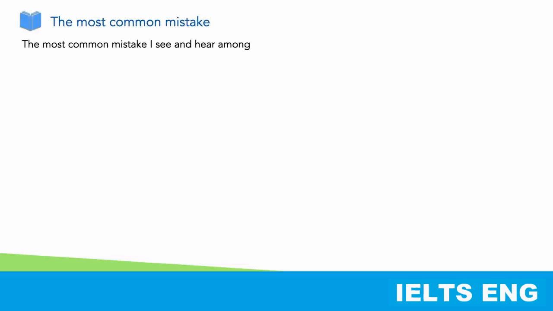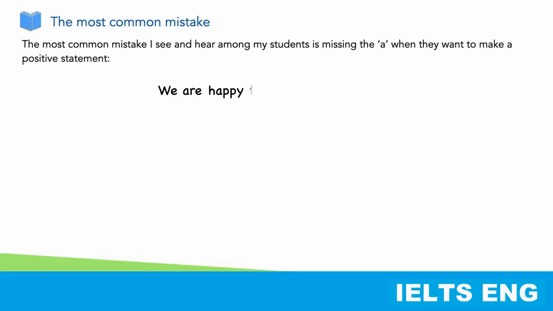I'd like to make you aware of the most common mistake that I see and hear among my students, which is missing the a when they want to make a positive statement. So look at this, for example. We're happy to see little progress. Now, happy has a positive sense, whereas little progress has a negative sense. So little is not the right expression here. We need to use a little. We are happy to see a little progress. We're happy to see some progress.